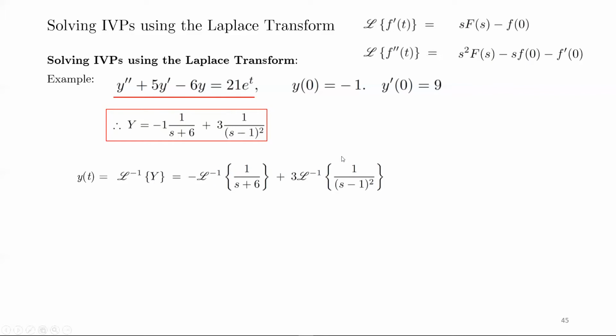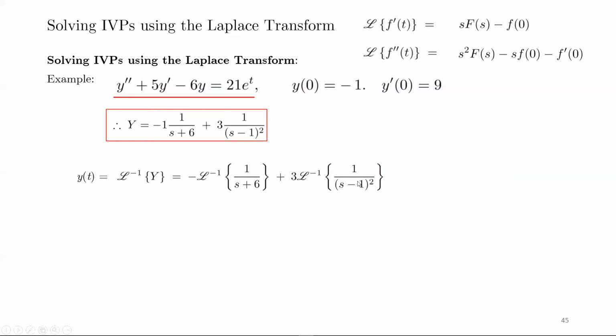The second term here is slightly more challenging. But first, let's imagine we did not have this negative 1 here, if it was just 1 over s squared. Then I would know that the inverse transform of that would be t, because the Laplace transform of t is equal to 1 over s squared. So this is going to look something like t here, or 3 times t here.